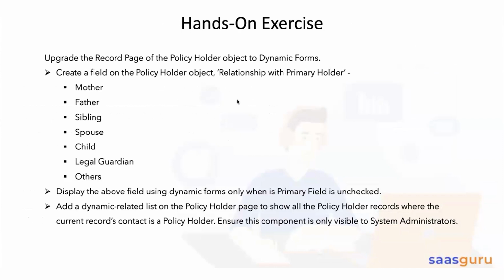So the requirement is on policy holder, there should be a field, first of all, called relationship with primary holder. The values of this field would be mother, father, sibling, spouse, child, legal guardian, others, etc. And this field should only be visible if is primary is unchecked.